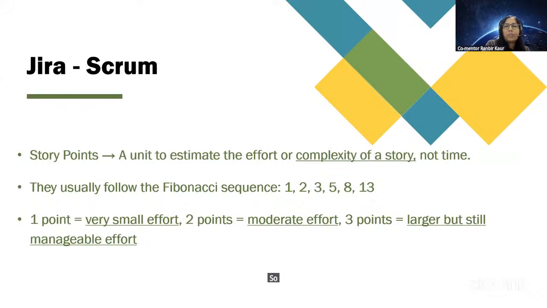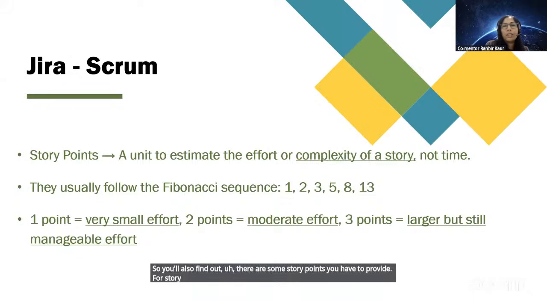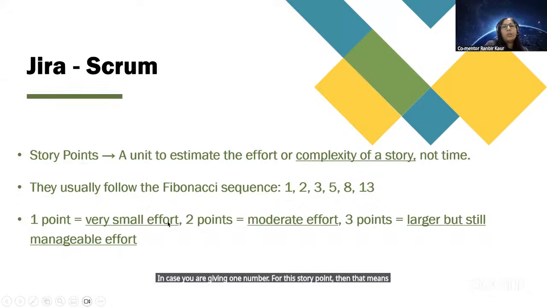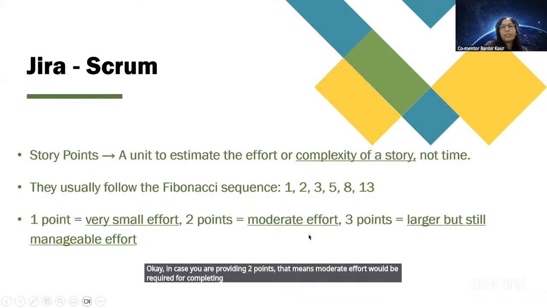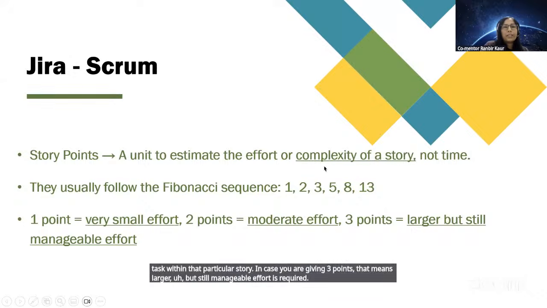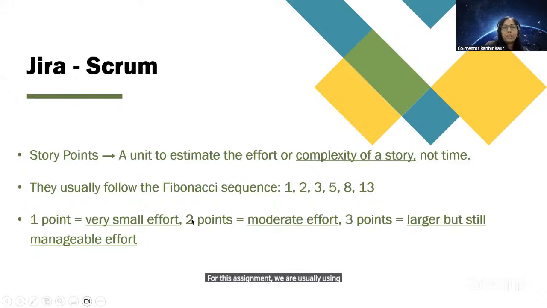You'll also find there are some story points you have to provide. For story points, we use the Fibonacci sequence. In case you are giving one point, that means a very small effort is required. In case you are providing 2 points, that means moderate effort would be required for completing that task within that particular story. In case you are giving 3 points, that means larger but still manageable effort is required. For this assignment, we are usually using 1 point and 2 points for the story.